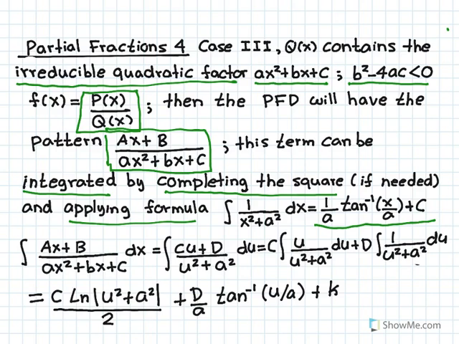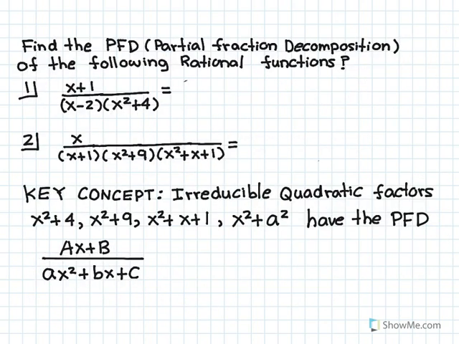This formula can be derived by the method of u substitution and some algebraic manipulation. So when we're integrating ax plus b divided by ax squared plus bx plus c dx, after completing the square, we can make it look like the integral of cu plus d divided by u squared plus a squared du. And we can split it up into two separate integrals. The first integral can be done by u substitution by letting w be equal to u squared plus a squared, and the second integral by the use of the above formula. So that's how we do it. Let's look at some examples.